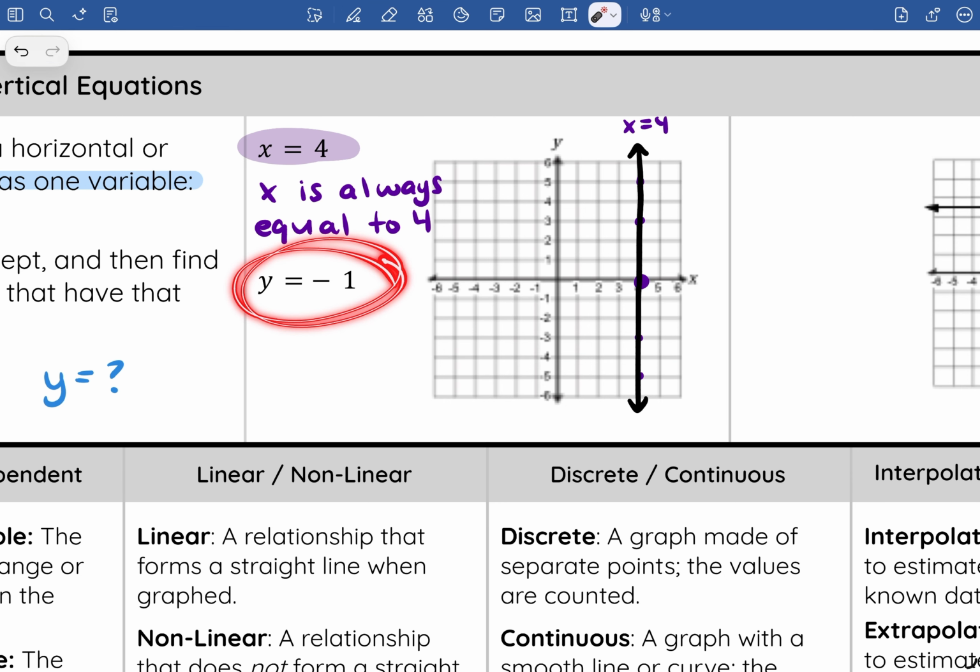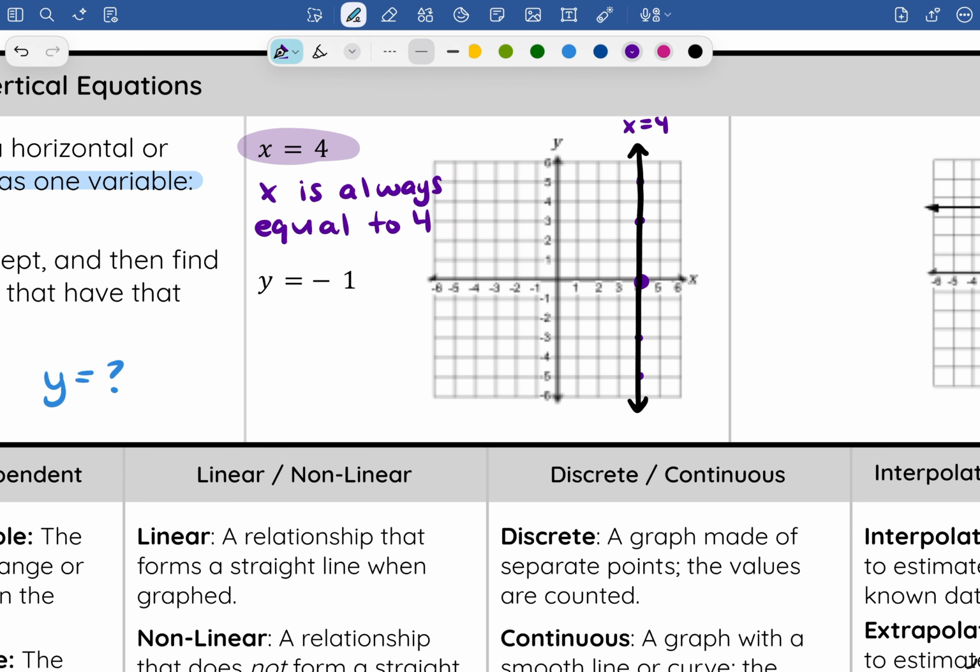Y equals -1, same idea. This means that every single point on the line has a y value of -1. So we find, okay, maybe starting with our y-intercept, that's a great place to start. Any other point along this line also has a y value of -1, so I'm just picking some random points here. And we're seeing that those are clearly forming a horizontal line. So this one here is that.